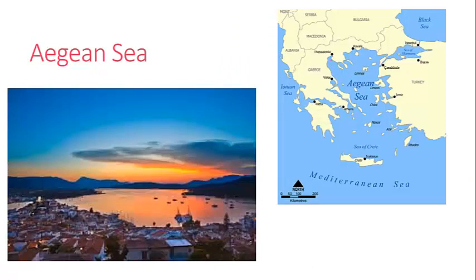The next one is the Aegean Sea. So this is what I was talking about with Greece being in the midst of our seas. The Aegean Sea is right to the east of Greece here. We've got mainland Greece, and then we've got all the Greek islands down here, and they're in the midst of the Aegean Sea.